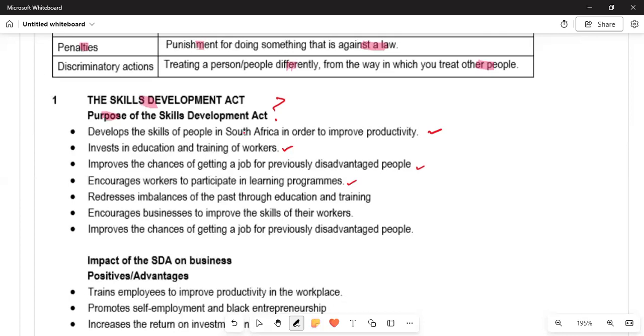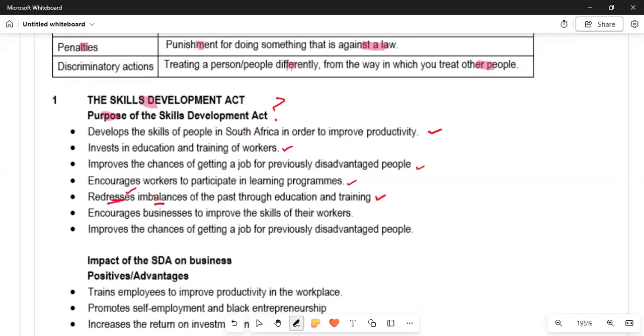Redress the imbalances of the past through education and training. Whenever we say redress, the word redress means that those people who were wrongly not treated perfectly are now going to be able to get things right. So that is why we are saying redress. Wrongly treated people are now going to be put right. So, redress imbalances of the past through education and training. So those previously disadvantaged become competent through education and training.